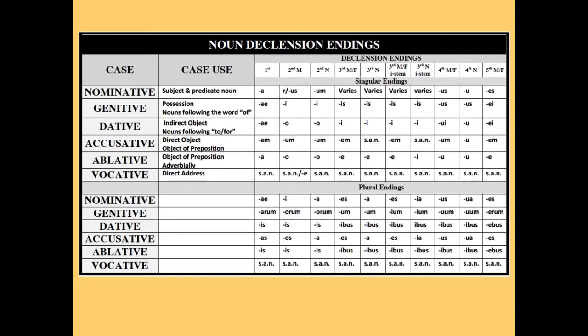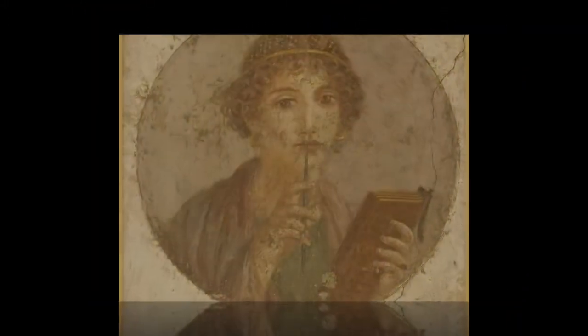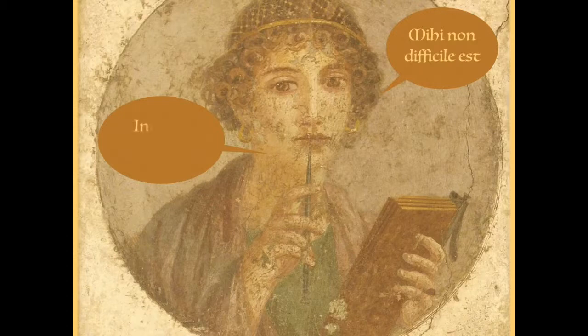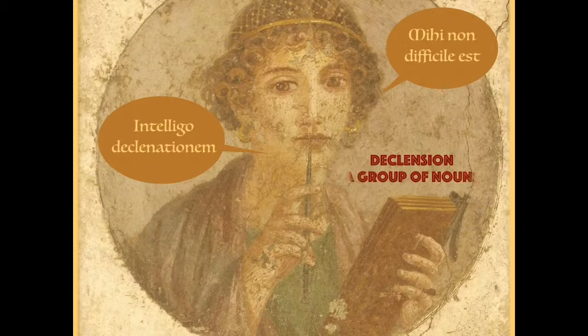A Roman will not have any difficulty answering these questions. A Roman will say, mihi non difficile est. It is not difficult for me. The reason that he can say this is because he also can say intelligo declinationem. I understand declension. Remember that declension is simply a word that means a group of nouns.